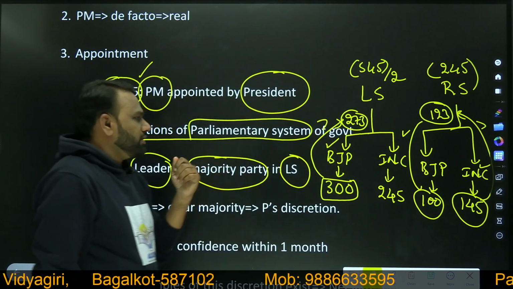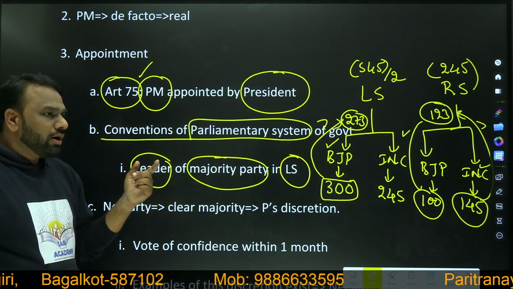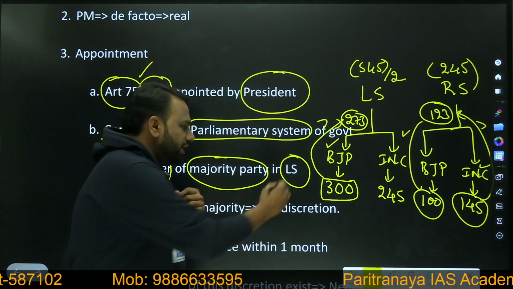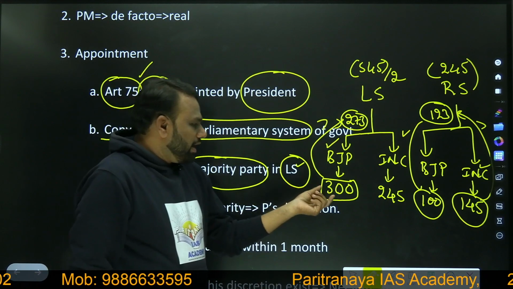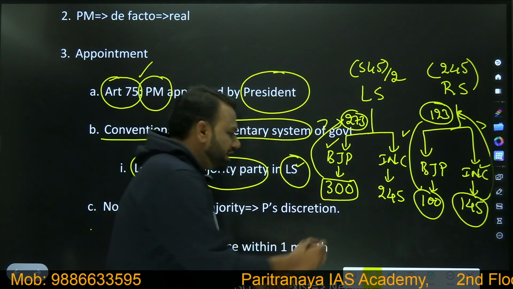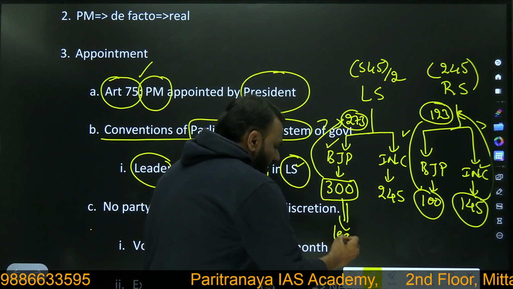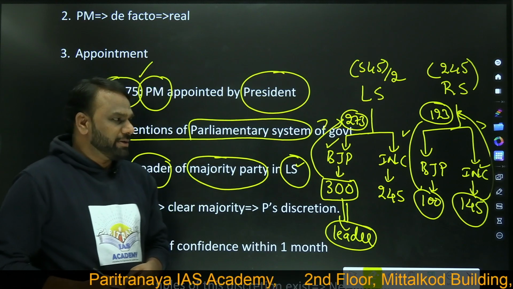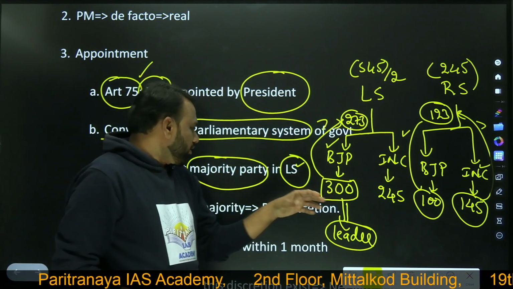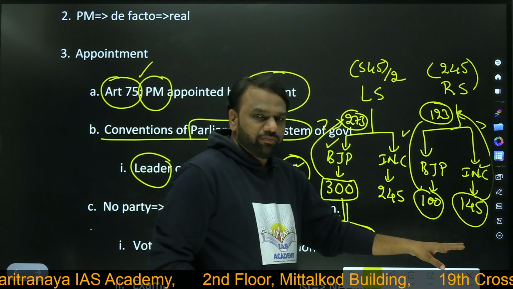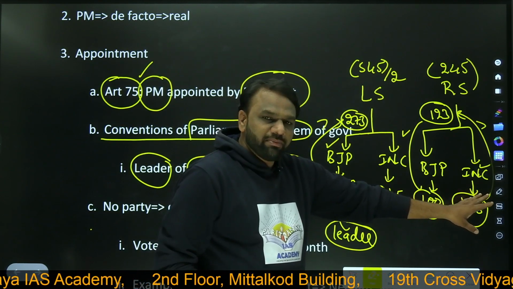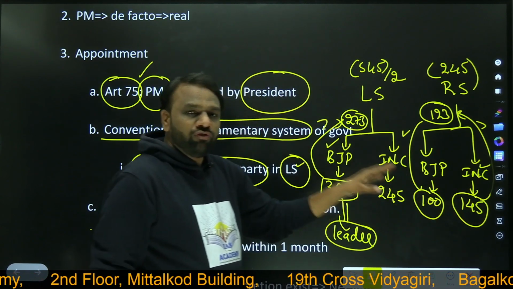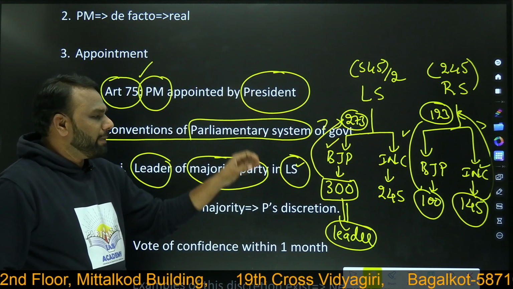Now coming back to the point. Whom can the President appoint as Prime Minister? The leader of the majority party in Lok Sabha. It means the majority party is BJP, so its leader has to be appointed as Prime Minister. We cannot appoint the leader of the majority party in Rajya Sabha. In Rajya Sabha, Indian National Congress is in majority, but we cannot appoint its leader. We should only appoint the leader of the majority party in Lok Sabha.